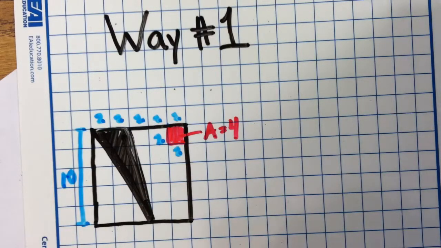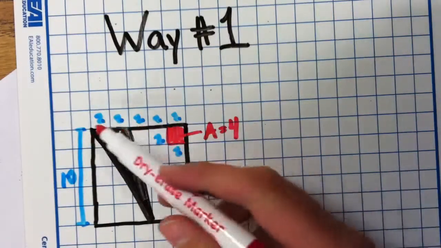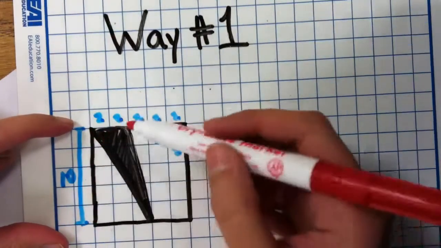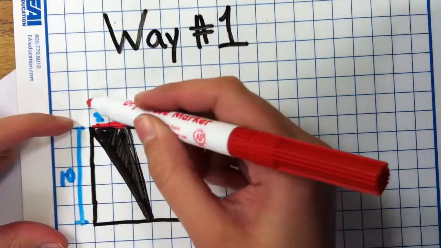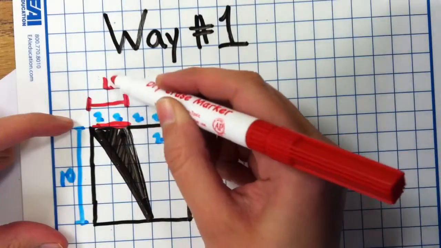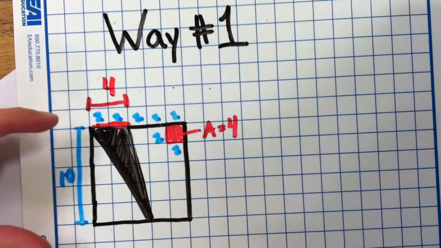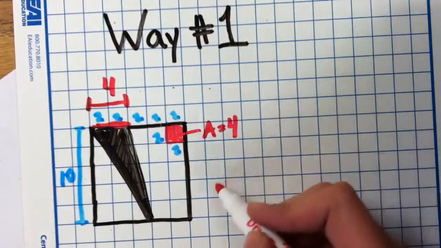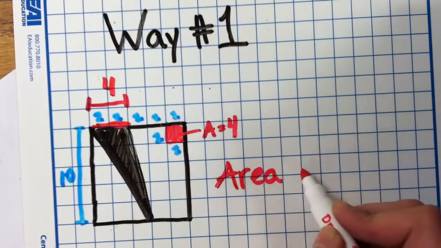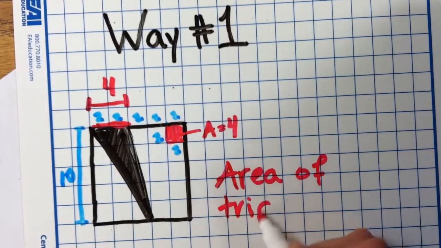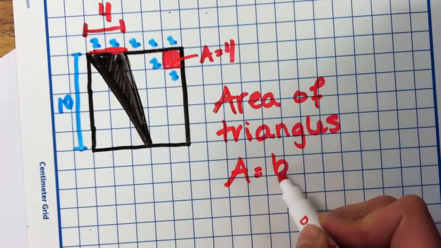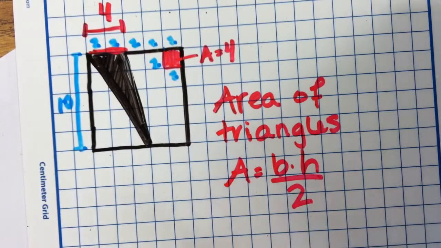Okay? So now, to find the area of the triangle, we need to figure out its base and its height. Well, its height is always perpendicular to the base, so we can consider this the base. And this gives us a measurement of 4. And then the height is going to be a measurement of 10. Now remember that for the area of a triangle, we have base times height, and then we divide by 2.